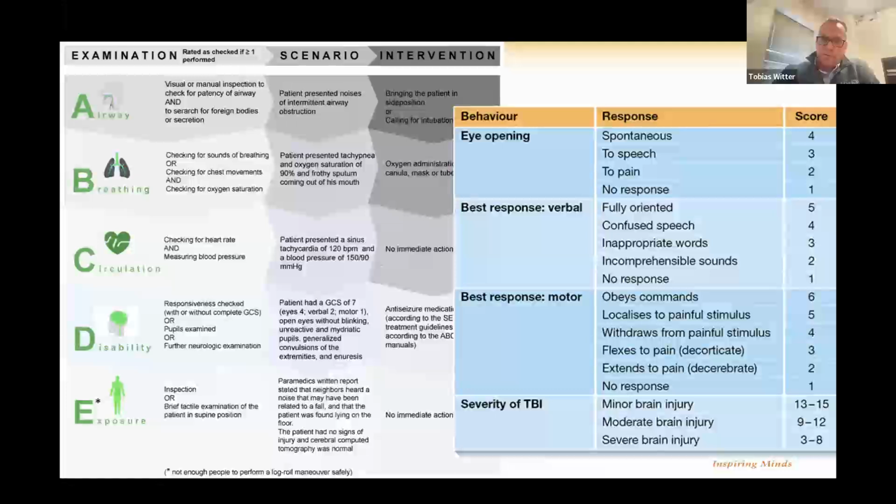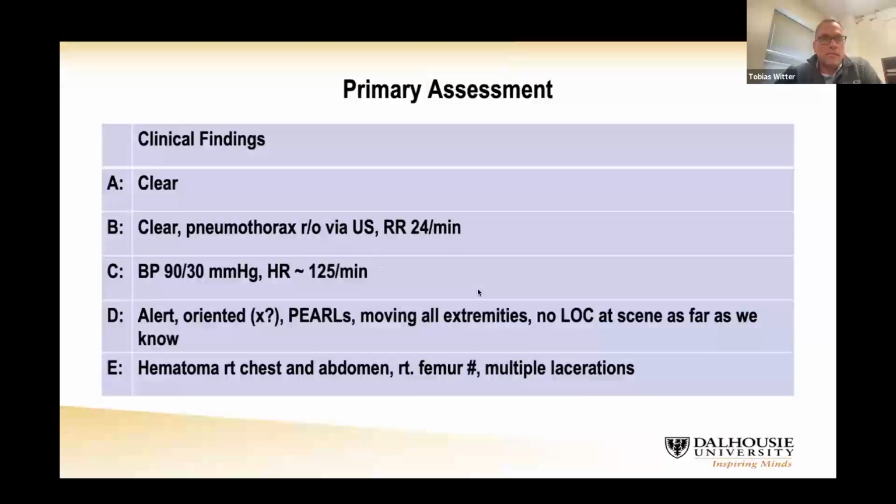Using the ABC approach in our patient, we can make an assessment. We can say the airway is clear. So far, he's been verbalizing and no obstruction of the airway. Breathing sounds clear. Pneumothorax has been ruled out by ultrasound at the scene. His respiratory rate's at 24 at the moment. He has a blood pressure of 90/3, heart rate of 25.